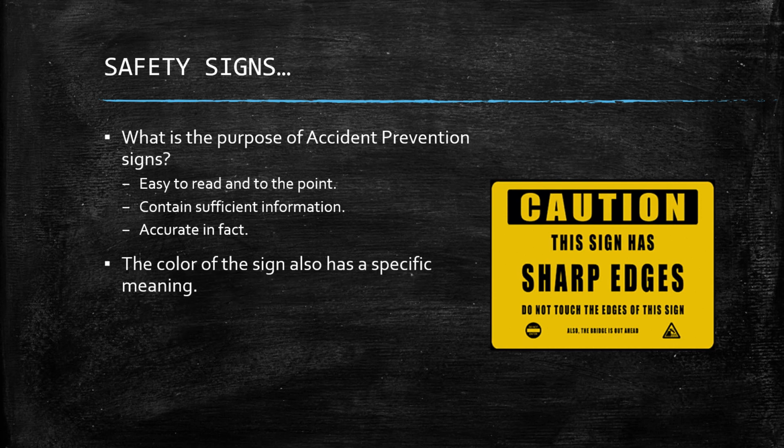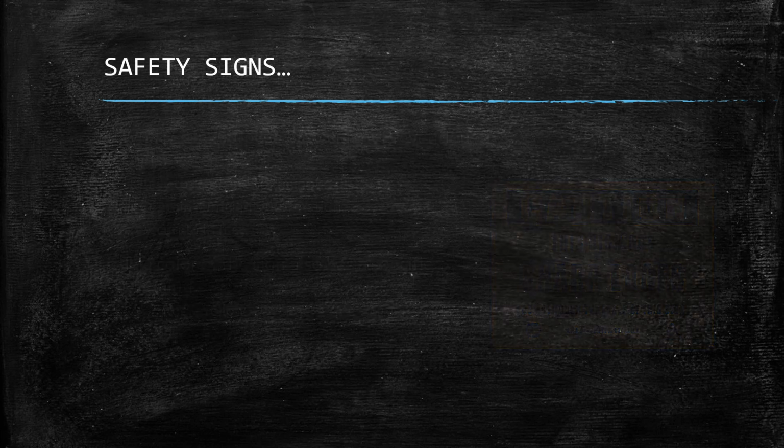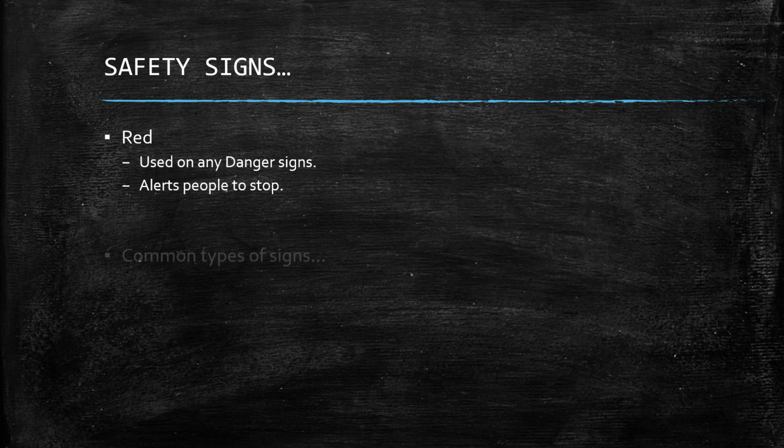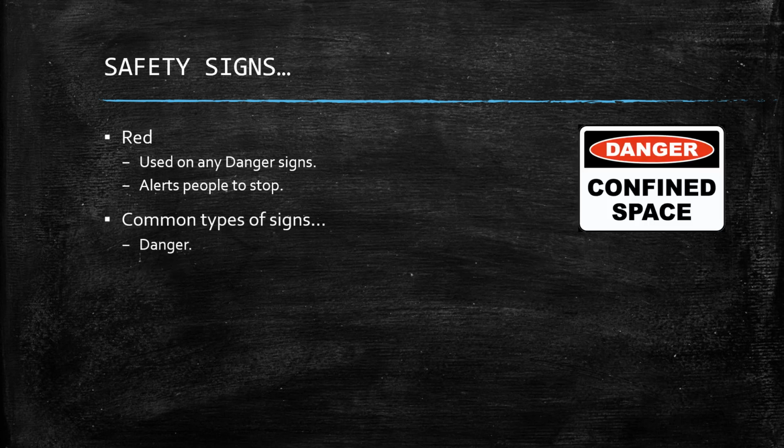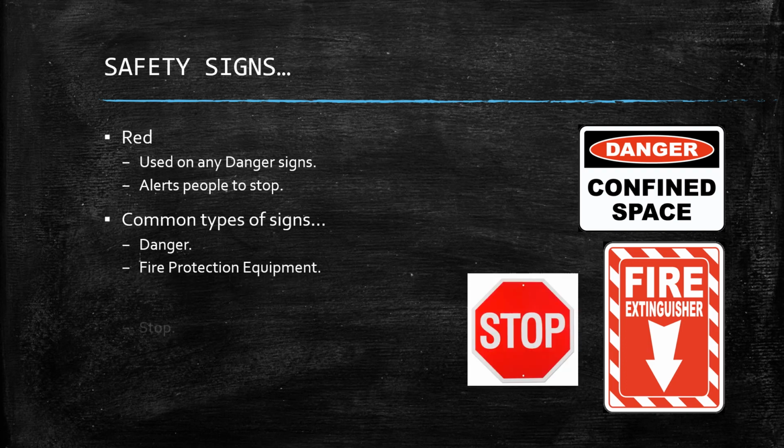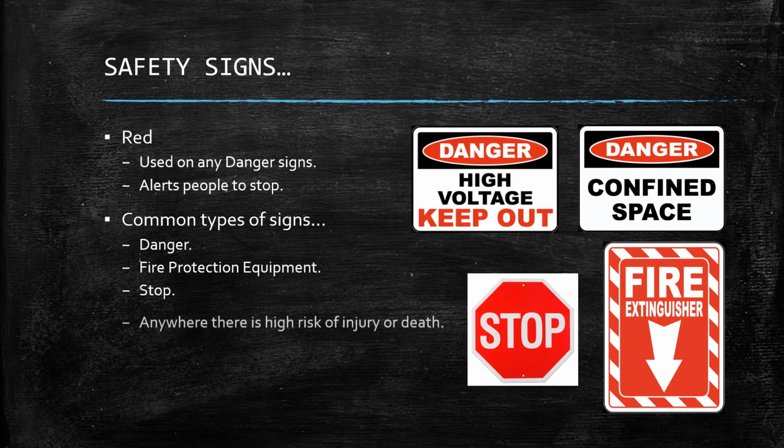The color of the sign also has a specific meaning. We will be discussing the signs that are red, yellow, orange, blue, and green. Starting with red. Red is used on any safety signs, labels, or other objects to signify danger. It is also to alert people that they need to stop or that there is an immediate danger. Common types of red signs are danger, fire protection equipment, stop, and anything else where there is a high risk of injury or death.